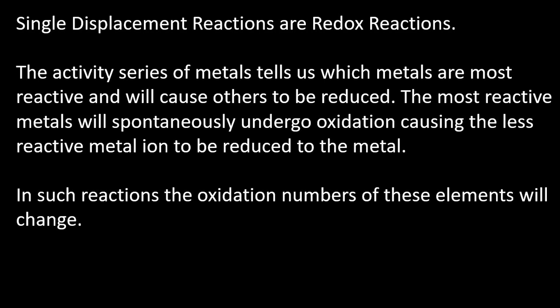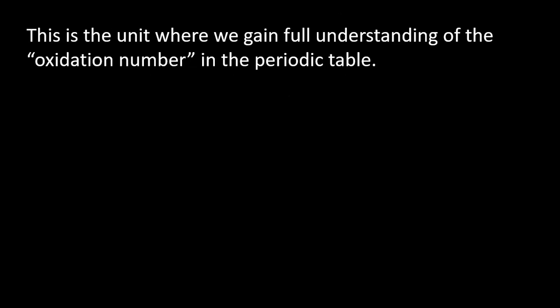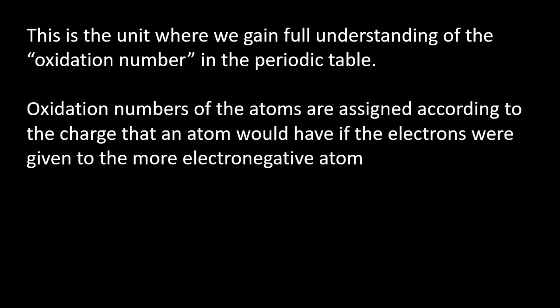And so we need to be able to assign these oxidation numbers to the different elements that are involved in a chemical reaction. And this is where we learn to understand what the oxidation number actually means in the periodic table. Up till now, we've always considered it to be the charge. But where these charges come from, we never really talked about that.